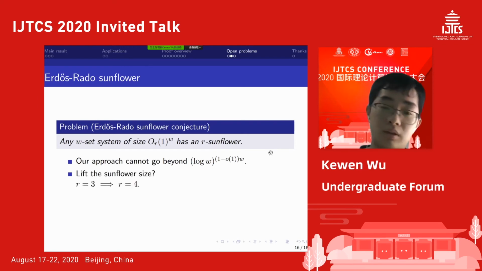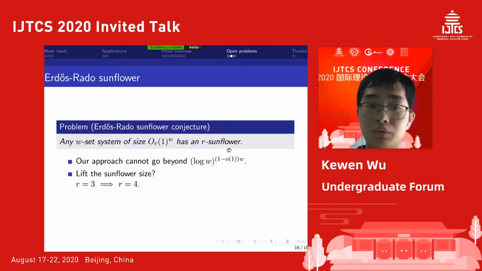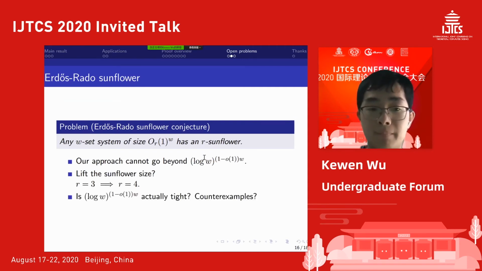And for this conjecture, I'm wondering if we can lift the sunflower size. That is, assume this sunflower conjecture is true for R equals 3. Can we prove the sunflower conjecture for R equals 4? And on the other hand, I'm wondering if our bound is actually tight. Or can we give counterexamples to the sunflower conjecture, not just to robust sunflower?